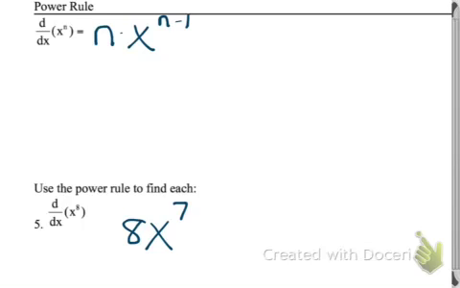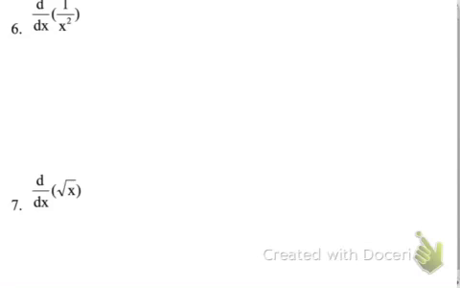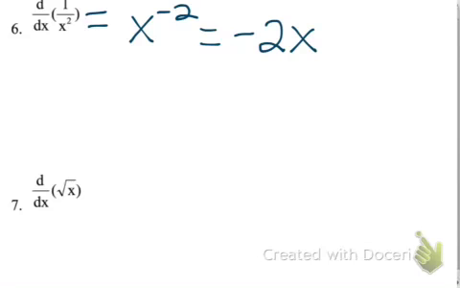Pretty straightforward. Now you can only use this if I have x to some power, or I have a number in front, which we'll get to. Okay, so a couple more examples I have here. If I have 1 over x squared, you just have to rewrite it as x to what power? So 1 over x squared would be x to the negative 2 power, and then you can apply the rule. Bring the exponent down, subtract 1, negative 2 minus 1 would be negative 3, and I can write my answer as negative 2 over x cubed.